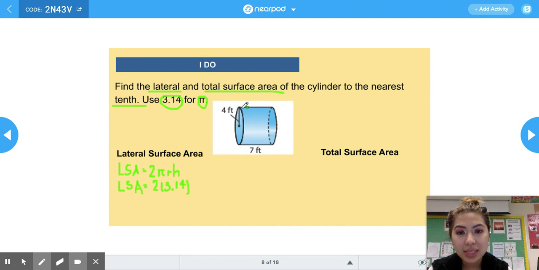The radius is given in this problem, which is 4. The height is given, which is 7. So now all we have to do is multiply it out on a calculator. So we have 2 times 3.14 times 4 times 7, and that is 175.84.